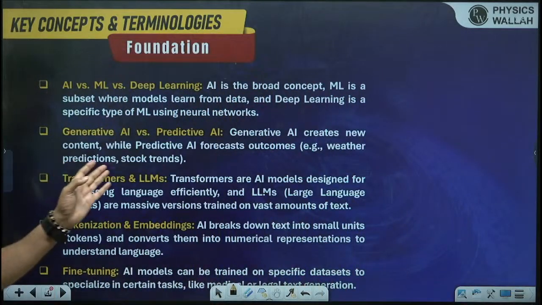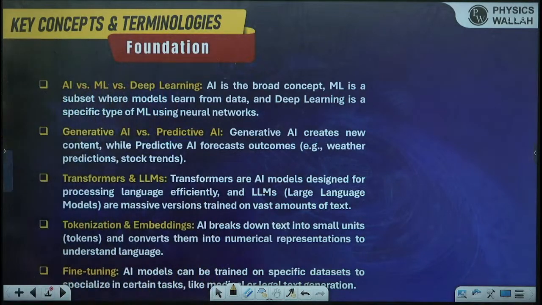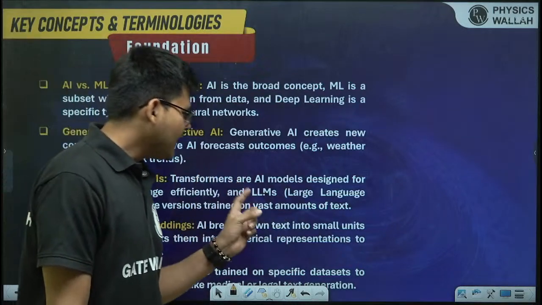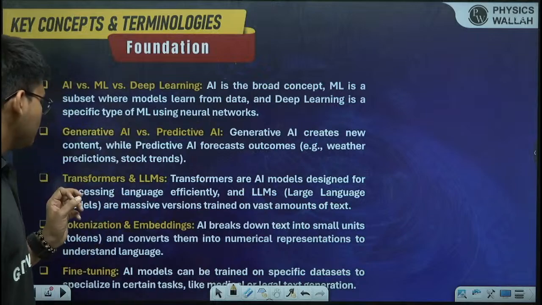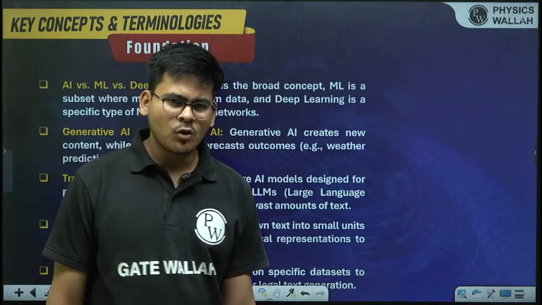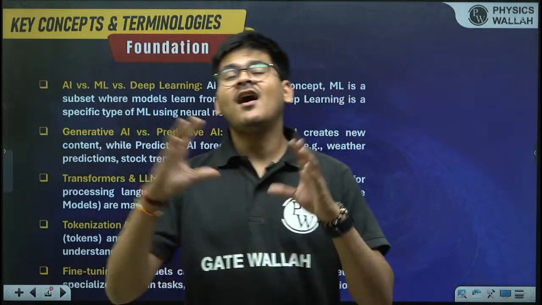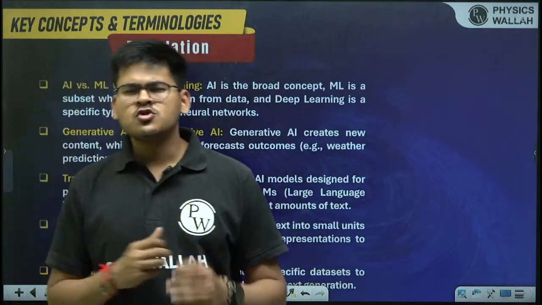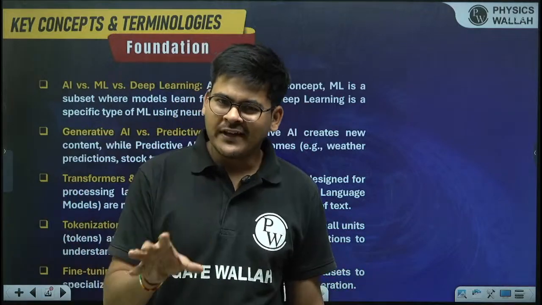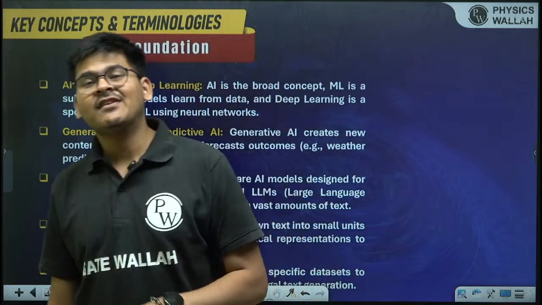Now let's talk about transformers and LLMs. You might have heard of LLMs. Transformers are AI models designed for processing language efficiently, and LLMs, which are large language models, are massive versions trained on vast amounts of text. LLM is actually nothing new, but it is trained on a very vast amount of data. Assume all the data in the world, whatever data is available in this world in the form of text, LLMs have been trained on that. And that's the advantage as well as disadvantage of LLMs.